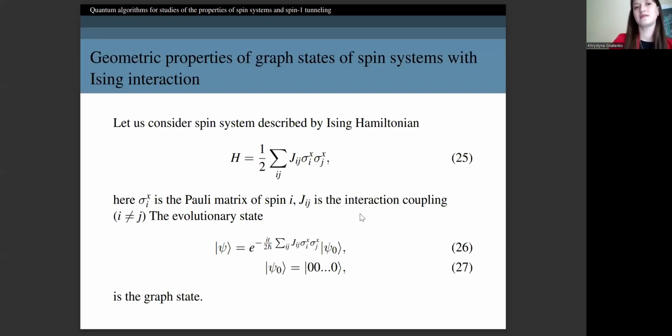Then, what about other properties of spin systems and other properties of graphs? So we considered the geometric properties of graph states of spin systems, of course, with Ising interaction. This is the most simple case of spin systems, and these spin systems can be modeled in a simple way with the help of quantum programming. So we considered this Hamiltonian and also this state. The initial state is the 0 state, as it is in a quantum device.